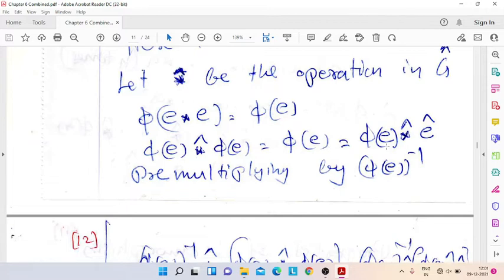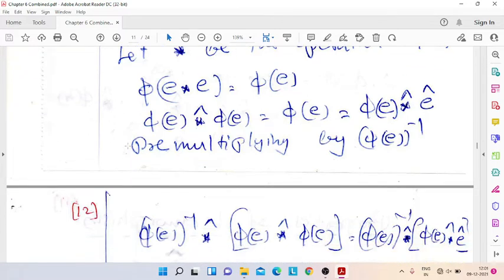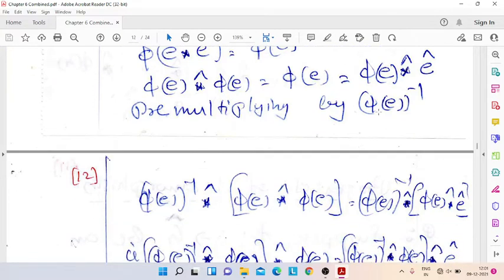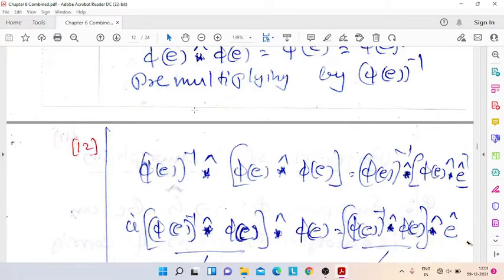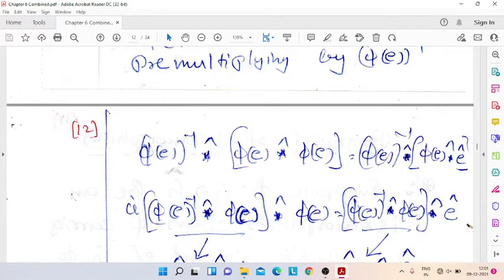Then after this step, you can pre-multiply both sides of this expression. You can take this expression and the rightmost expression, they are equal. Then we can pre-multiply both sides by the inverse of phi E. We take the inverse of phi E and then we multiply both sides by this quantity. So phi E inverse star cap of phi E star cap phi E equal to phi E inverse star cap of phi E star cap E cap.